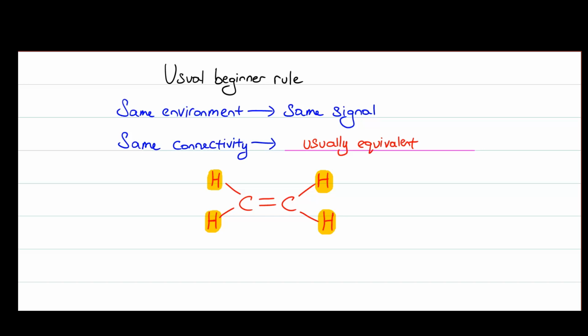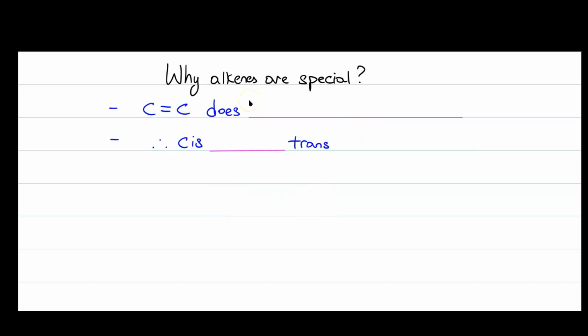Ethene is a simple example. In an alkene, the C=C double bond does not rotate freely. That means one hydrogen can stay cis to a group across the double bond while the other is trans. Cis is not trans. Once those relationships stay fixed, the environments can become different.